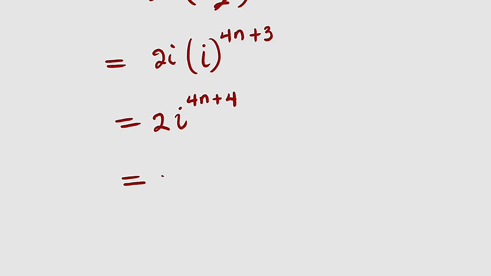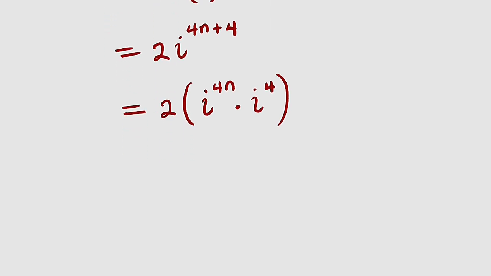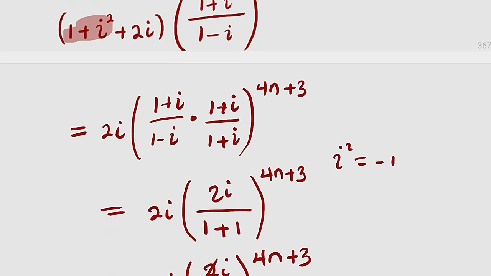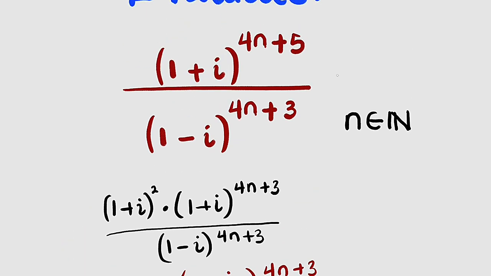And this can be split as 2 multiplied by i^(4n), then multiplied by i^4. From here, we are almost done because we know that i to the power of 4 is 1, and the same for all multiples of 4. i^4 is equal to 1. i^8 is equal to 1 again. i^16 as well, for all multiples of 4. Whatever number you multiply 4 by, it is going to be a multiple of 4. So this is 1, this is 1. 1 times 1 is 1, times 2 is also 2. So if you evaluate the whole of this given expression, you're going to obtain 2, provided that n is a natural number.